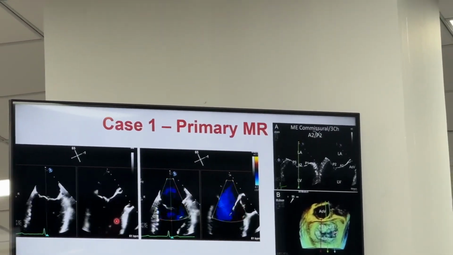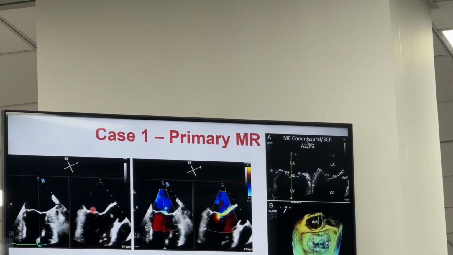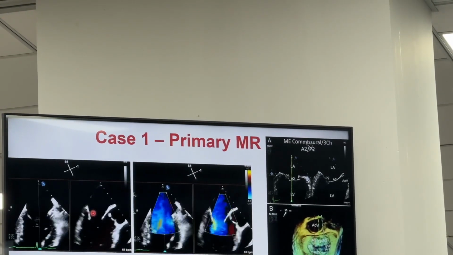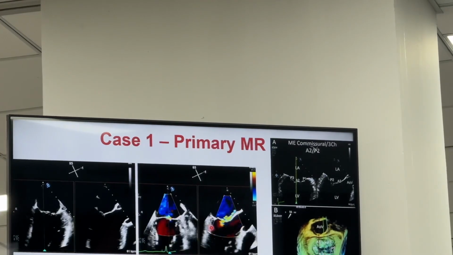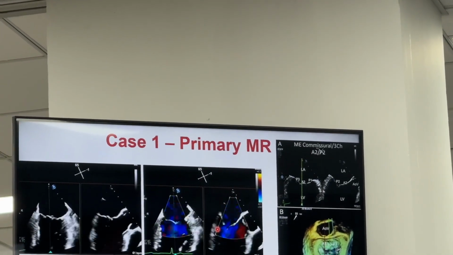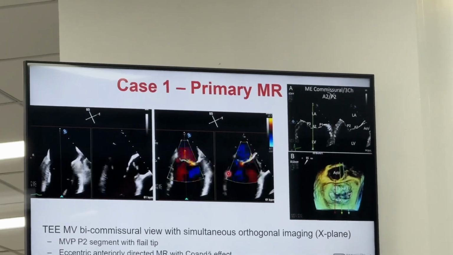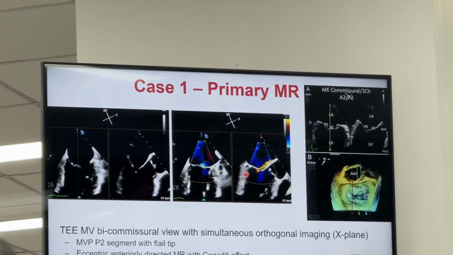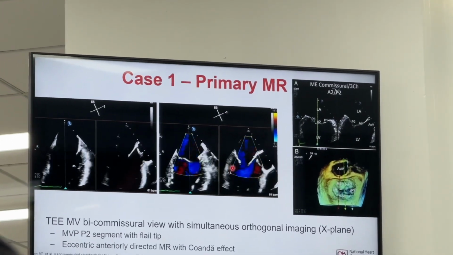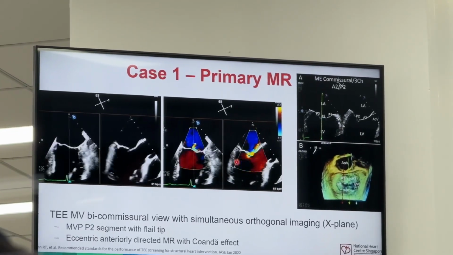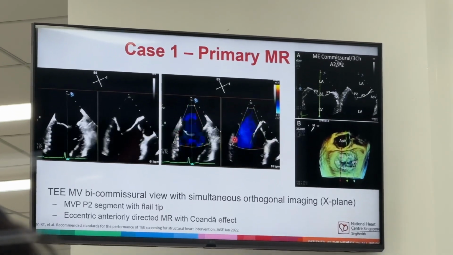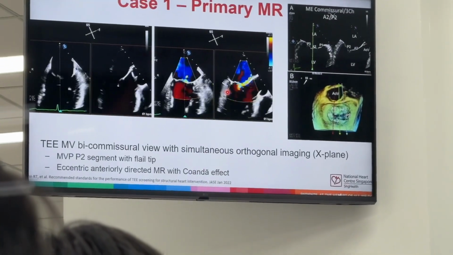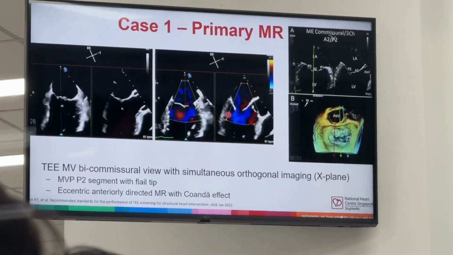And we can see here that the tip of the P2 segment is prolapsed, and there is a flail segment as well. Because of that, there is mitral regurgitation. This mitral regurgitation is very eccentric and eccentrically directed with a Coanda effect, where the regurgitation jet follows along the wall of the left atrium, indicating that the regurgitation is significant.